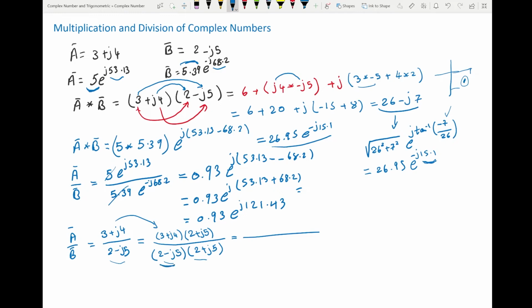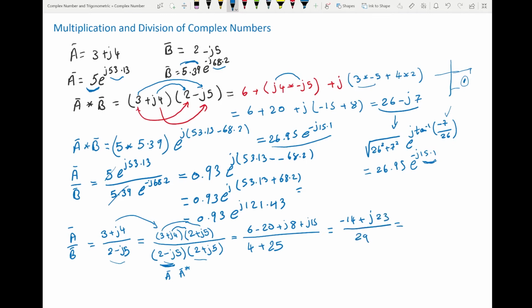When you multiply a complex number by its conjugate, you will always get the square of the real plus the square of the imaginary. So that will be the square of 2, which is 4, plus the square of 5, which is 25. Here I have to multiply. So 3 times 2 is 6. j4 times -j5, that's plus 20, wait: j4 times j5 gives minus 20 with the sign from the conjugate. Plus j4 times 2, that's j8. 3 times -j5, that's -j15. So now the answer will be (-14 + j23) divided by 29.